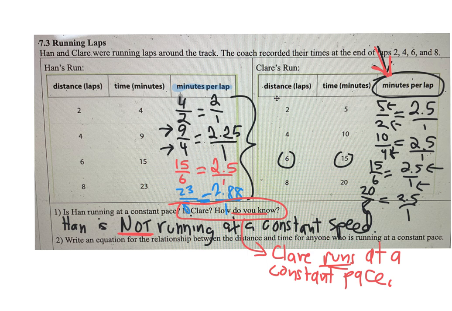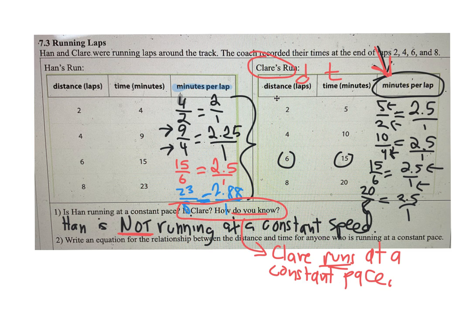All right, last but not least, write an equation for the relationship between the distance and time for anyone who is running at a constant pace. Since Han isn't running at a constant pace, he's not going to get an equation. But we just said Claire is. So the way that you do that is we're going to use the table for Claire to figure this out. So why don't we use D for distance, and we use T for time. They don't give us letters to use, so I just chose those 2.